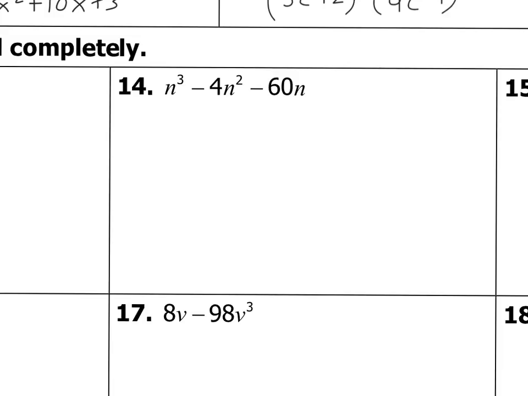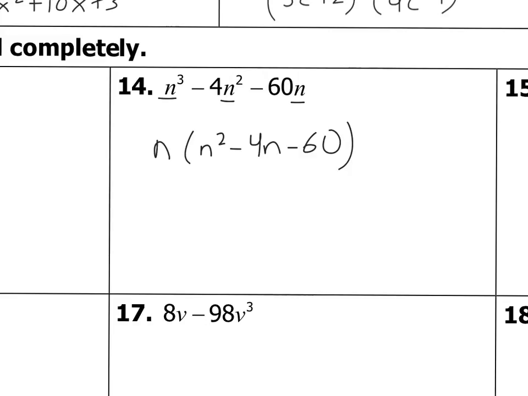This is a trinomial. So before we factor this trinomial out, there is going to be a greatest common factor that we could take out. If we look at all three terms, they all have an n, so we could take out an n. And if we take out an n, we'd be left with n squared minus 4n minus 60, right? And now we could do slip and slide.